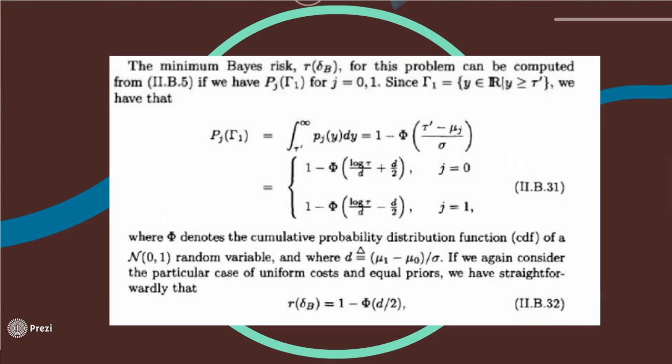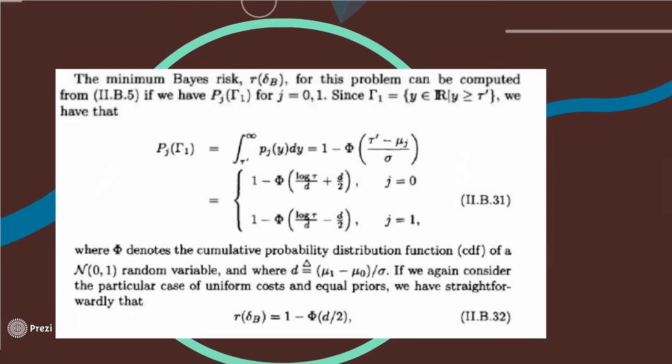The minimum Bayes risk for this problem can be computed if we have Pj of sigma 1 for j equal to 0 and for j equal to 1. It can be obtained by integrating the area under the Gaussian in the region from the threshold to infinity. Here psi denotes the cumulative probability distribution function of a random variable. If we consider the particular case of uniform costs and equal priors, we get the minimum Bayes risk in terms of the cumulative probability distribution function.